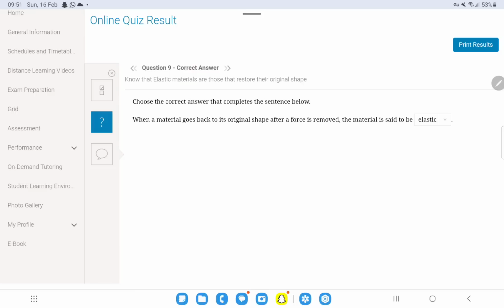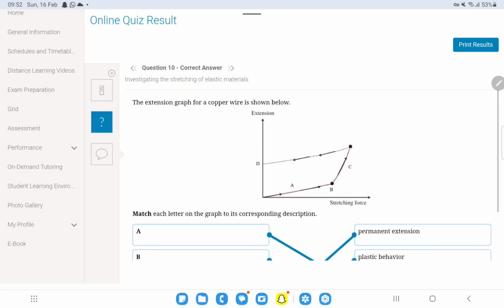When a material goes back to its original shape after a force is removed, the material is said to be elastic. This one you have to memorize. It's literally the definition of an elastic material, so you have to know it or memorize it.